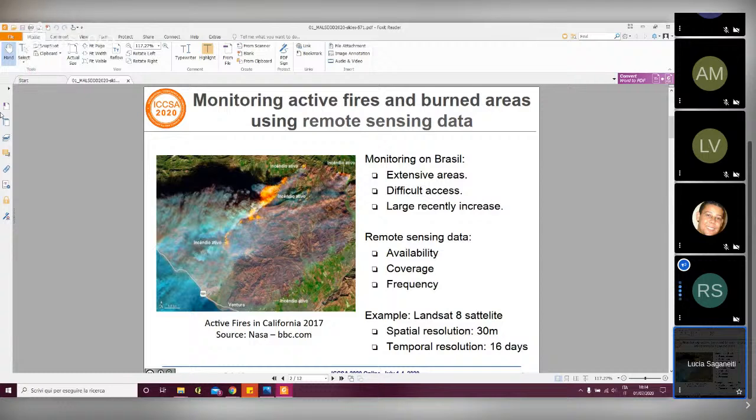The problem is that Brazil is large, and some of the areas are very hard to get to. We can't even go there and see whether a fire is going on or not. And we had some increases due to several different aspects of politics and economics, so people are burning more forest. So we use remote sensing data for that, because most of Brazil is monitored regularly from remote sensing. This example is from a Landsat 8 satellite. That's also a satellite we use. It has 30-meter spatial resolution, and it passes over the same point every 16 days. Next slide, please.